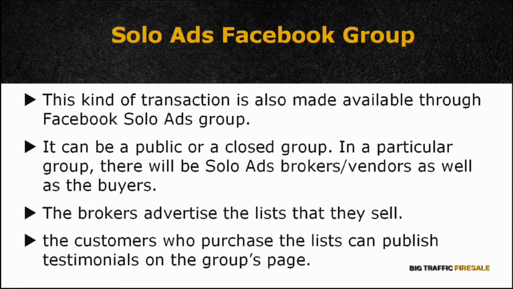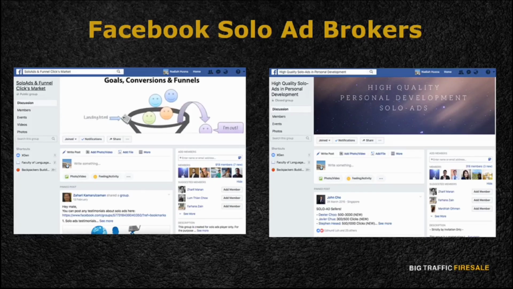This kind of transaction is also made available through Facebook Solo Ads Group. It can be a public or a closed group. In a particular group, there will be solo ads brokers or vendors, as well as the buyers. The brokers advertise the lists that they sell. Meanwhile, the customers who purchase the lists can publish testimonials on the group's page. Therefore, the members of the group will get direct feedback, and this will enable them to weigh their selection of lists. Examples of solo ads Facebook groups are as follows.